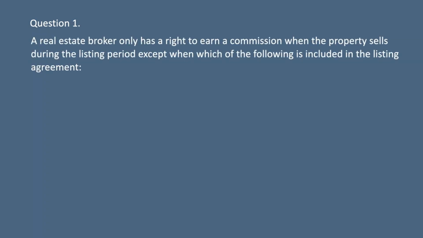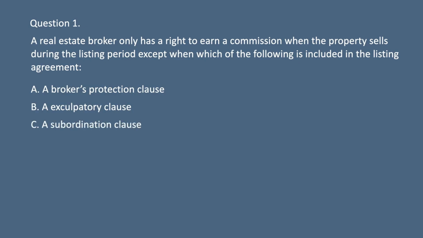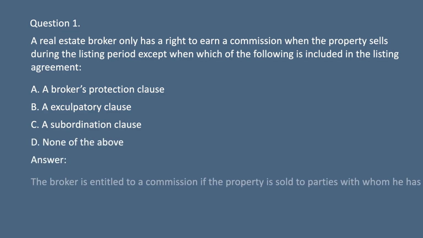Question 1. A real estate broker only has a right to earn a commission when the property sells during the listing period, except when which of the following is included in the listing agreement? A. A broker's protection clause. B. Exculpatory clause. C. A subordination clause. D. None of the above. Answer. A. The broker is entitled to a commission if the property is sold to parties with whom he has negotiated during the term of the listing for a stated number of days after the listing expires.